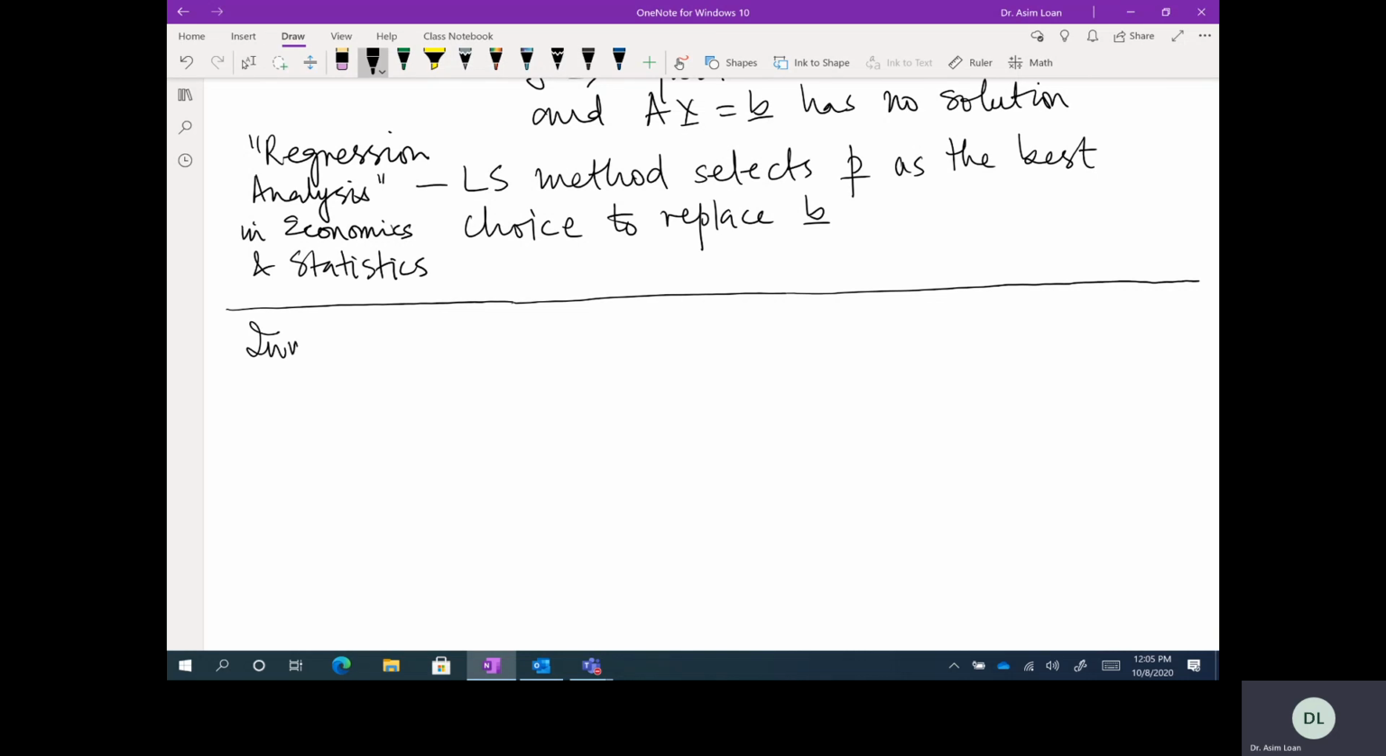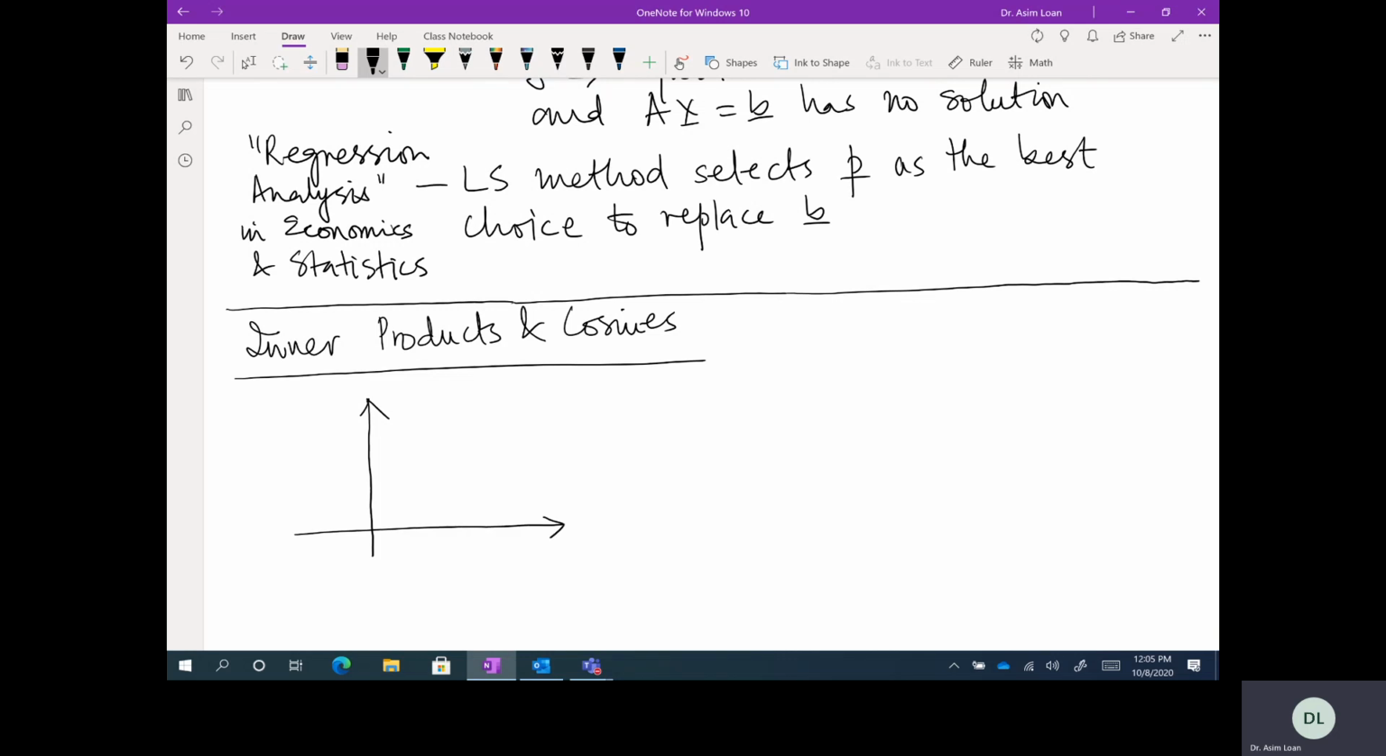So, inner products and cosines. Last lecture we had this vector here, this angle is theta, this vector here was (1, 0), if you recall. Then this thing is simply cosine of theta, this is sine of theta, right? Okay, good. Let's draw another picture here.